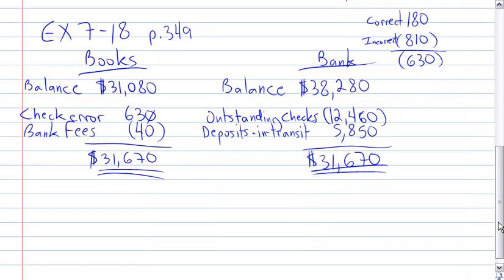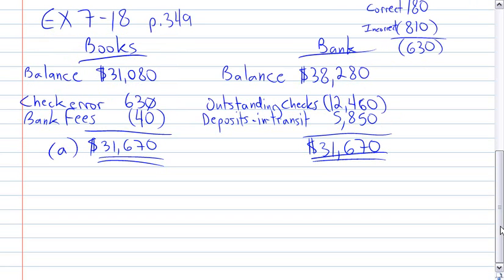Lovely. Alright, so that was part 1, prepare a bank reconciliation. And then the amount that should be reported as cash in part B, that's the amount we just calculated. Whatever the reconciled balance is, that's what should show up on the balance sheet. Because that represents the true cash balance that accounts for all the timing differences between what flows through the books and what flows through the bank.